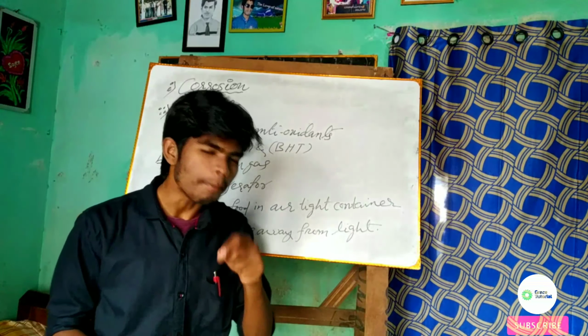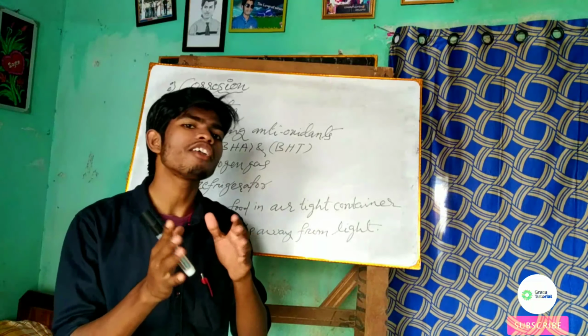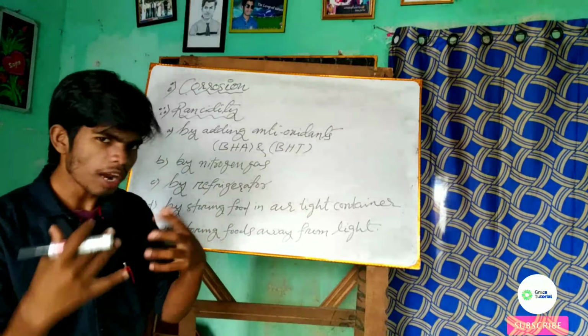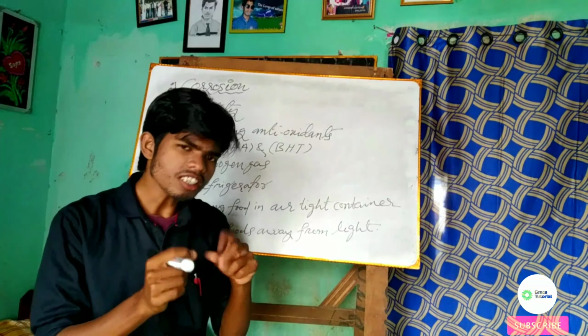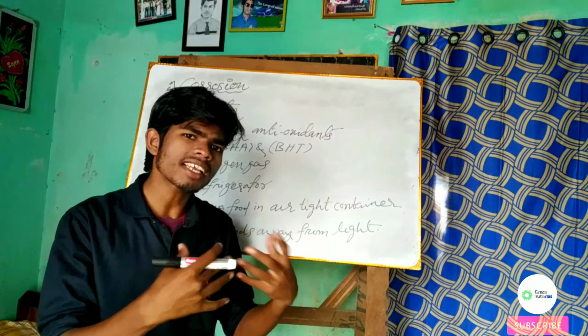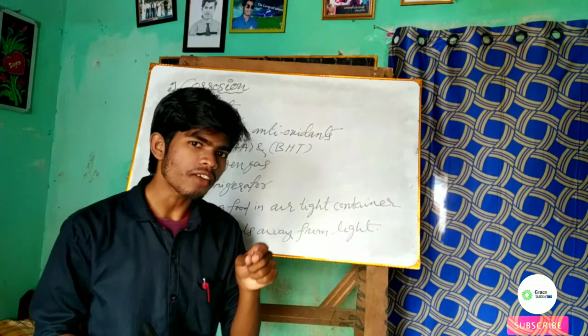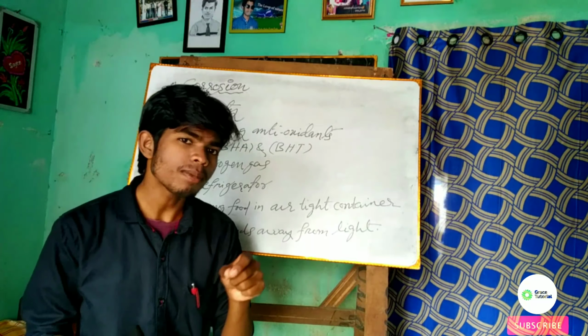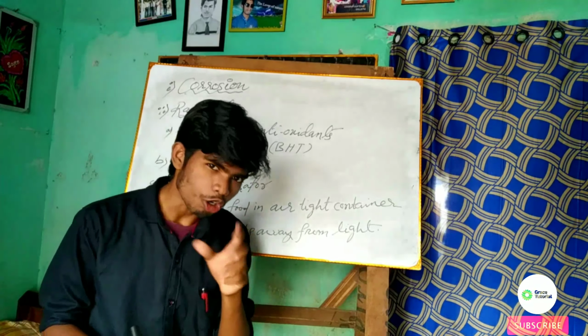We will be discussing both corrosion as well as rancidity and their various effects. First of all, let us try to understand what we mean by corrosion. The process of slow and gradual conversion of metal into its compound by the attack of air and moisture, that means the water present in the atmosphere, is known as corrosion.